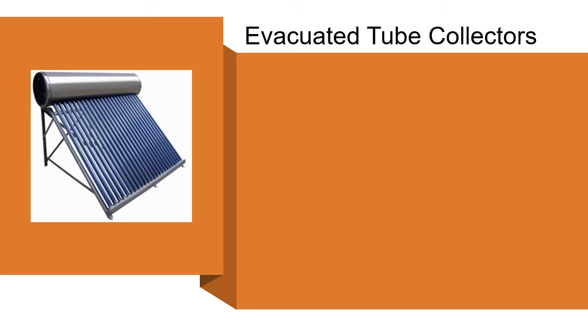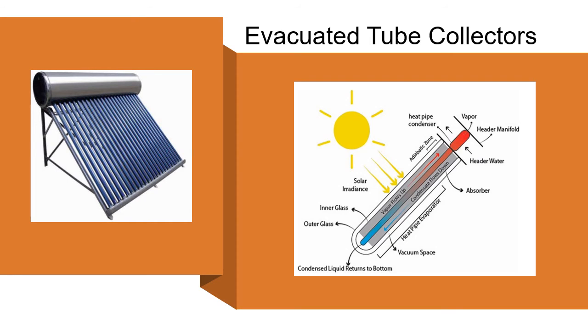Evacuated tube collectors, or ETCs, consist of single tubes that are connected to a header pipe. These collectors are characterized by a heating pipe placed inside a vacuum-sealed tube to reduce heat losses of the liquid to ambient air. The heat pipe contains a small amount of liquid that undergoes an evaporating and condensing cycle.